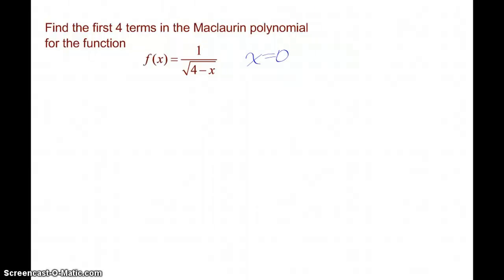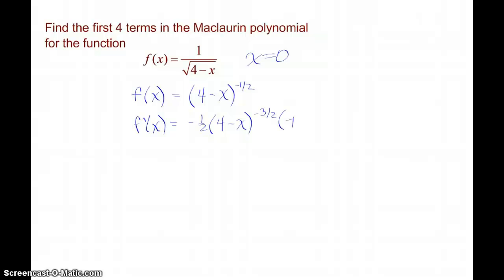They told us we're building around x equals 0. So we need our function, which they give to us. I'm going to rewrite it so it's easier to take the derivative. So negative 1/2 (4 minus x) to the negative 3/2 times negative 1. Please don't forget your chain rule. Second derivative, positive 3/4 (4 minus x) to the negative 5/2 times negative 1.